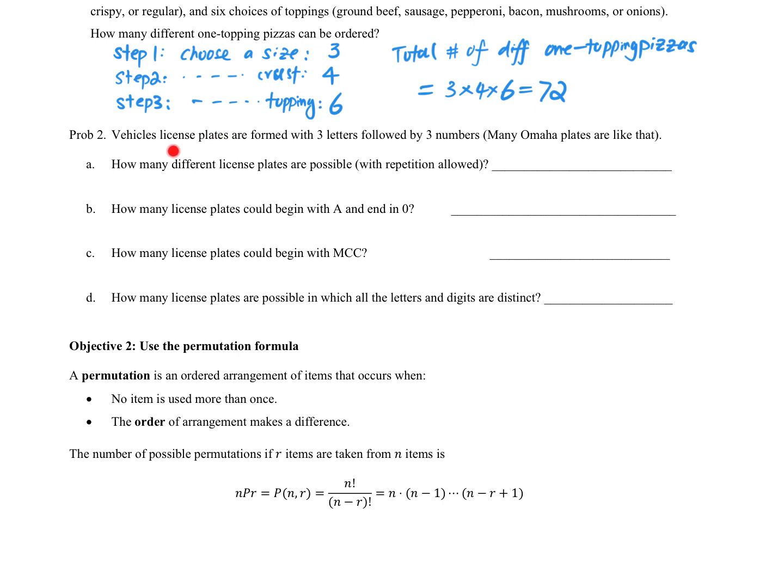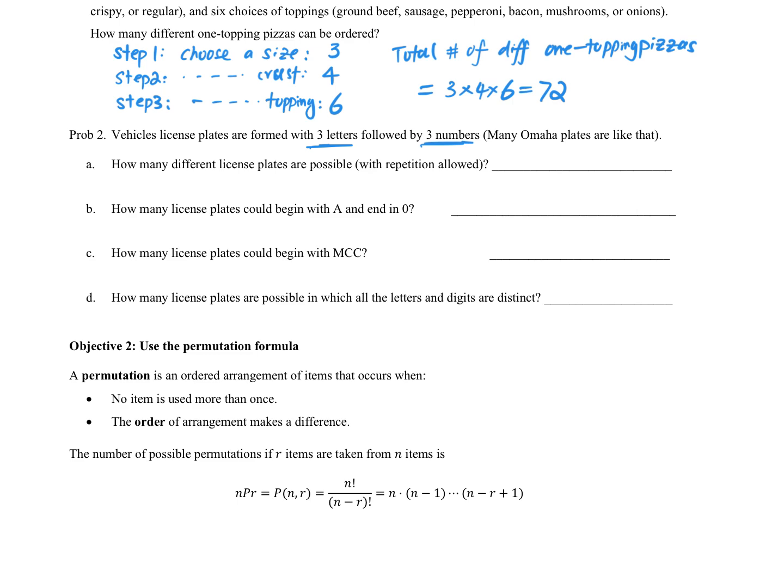Vehicle license plates are formed with 3 letters followed by 3 numbers. So at least my license plates look like that, like many Omaha plates are like that, 3 letters and then 3 numbers. So now the first question is how many different license plates are possible with repetition allowed. So what do we do? I would definitely break this, because we have 3 letters followed by 3 numbers, into a 6-step process.